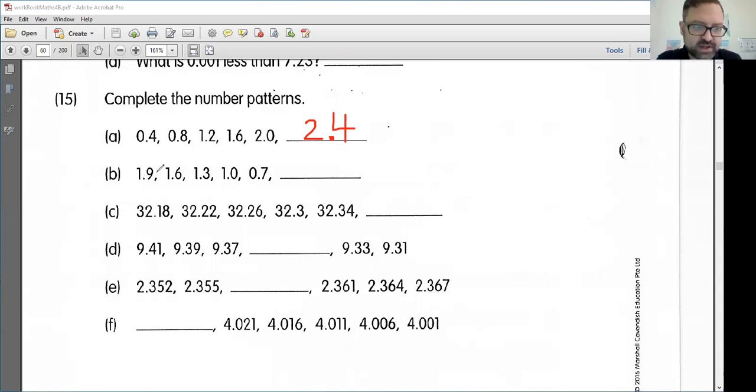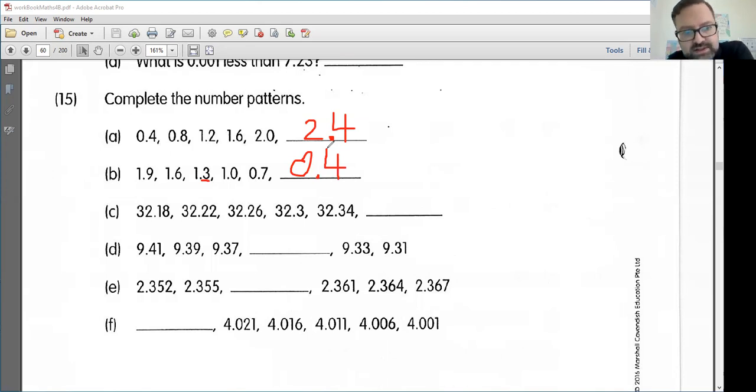Next, my numbers are getting smaller. So I have 1.9, 1.6, 1.3, 1.0, 0.7. It seems to me that we are subtracting 3/10 each time. So we should end up with 7 minus 3 is 4.